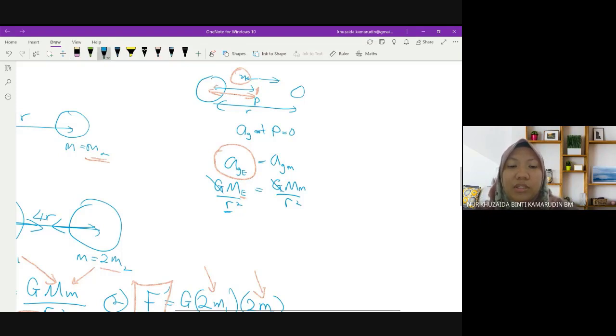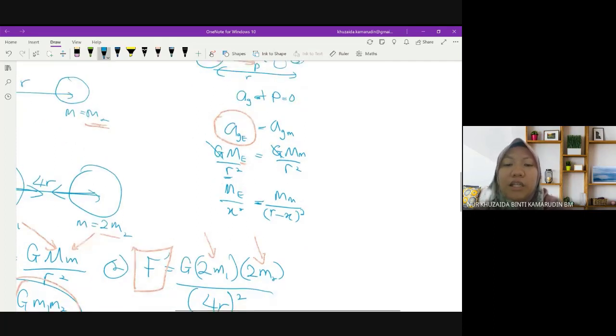So you have to do the substitution. G we already cancelled. So we have mass of the Earth divided by X square equals mass of the Moon divided by, so now R here is from where to where? R minus X. Yes, very good. R minus X, R minus X square. Okay, because we want the distance from the point to the Moon. So it means R minus X. So we get the value here.